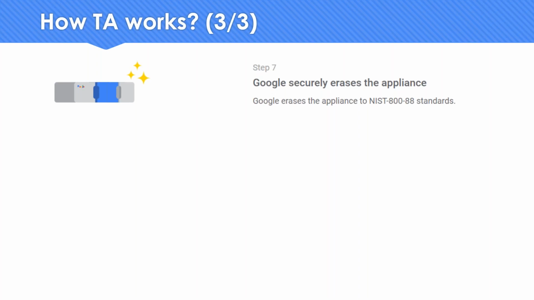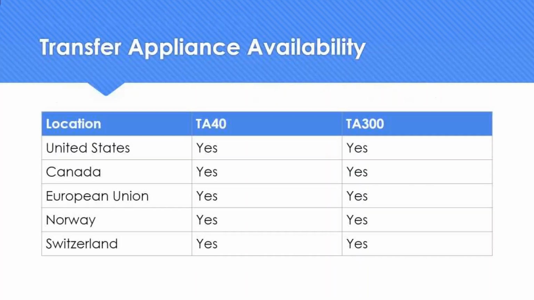This part, transfer appliance, is only for exam perspective. The reason is transfer appliance is not available everywhere. If you look into the documentation, it says it's available only in these locations: US, Canada, European Union, Norway, and Switzerland. Now, if you are working for an Asian customer, you cannot even propose transfer appliance. So it's not available worldwide.